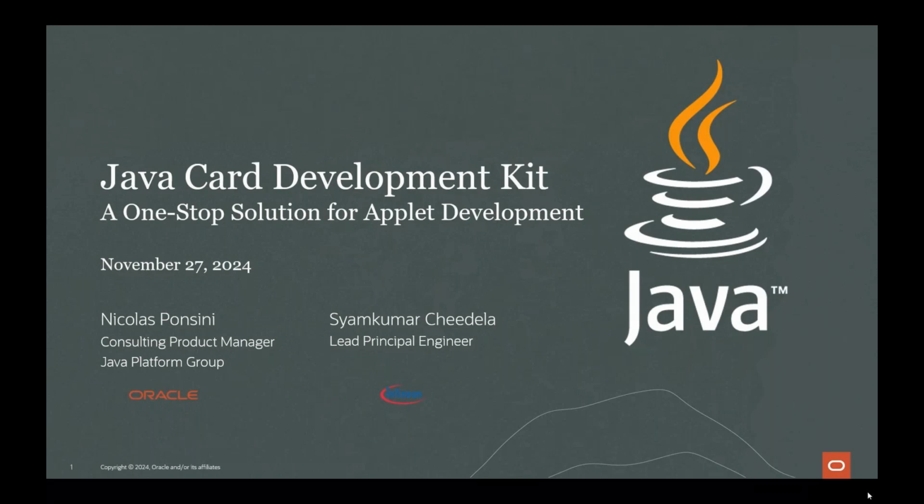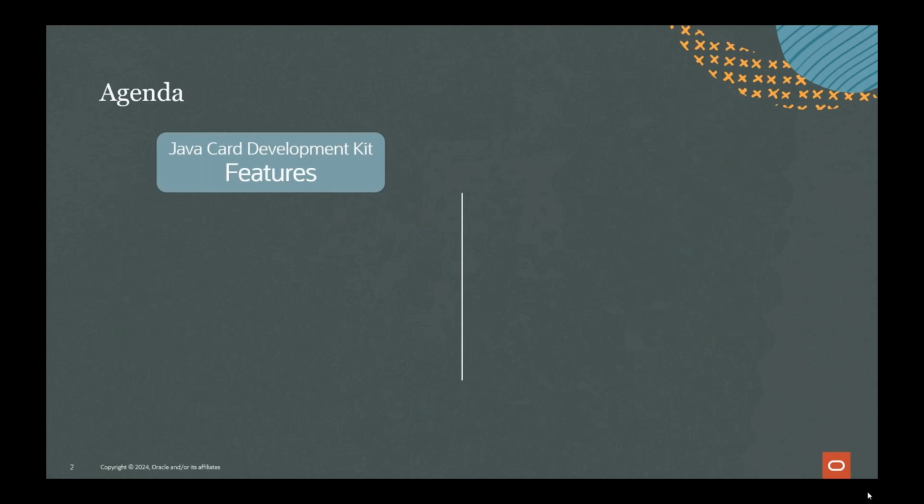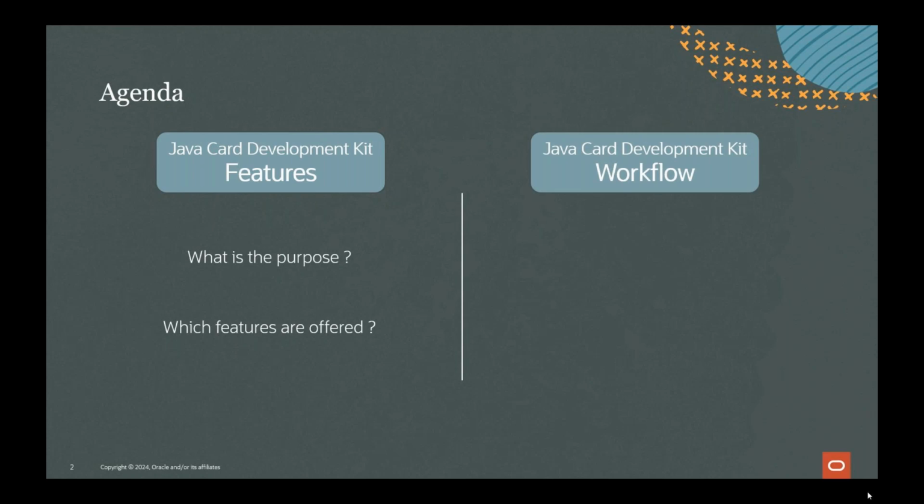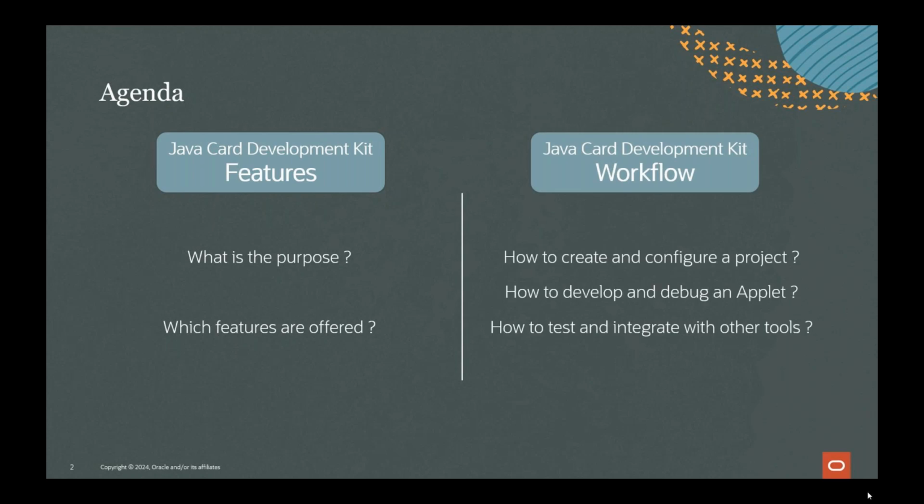Overall, this webinar is for developers who want to learn about the features and capabilities of the development kit and those looking to develop JavaCard applications overall. In the first part, I will explain the purpose of the JavaCard development kit, its main goals and value proposition, and then I will dive into its specific features. In the second part, Syamkumar will lead a how-to session showing how to use the kit to develop and debug applications. Syamkumar will also show how it can be used for testing applications and how it integrates well with existing tools.